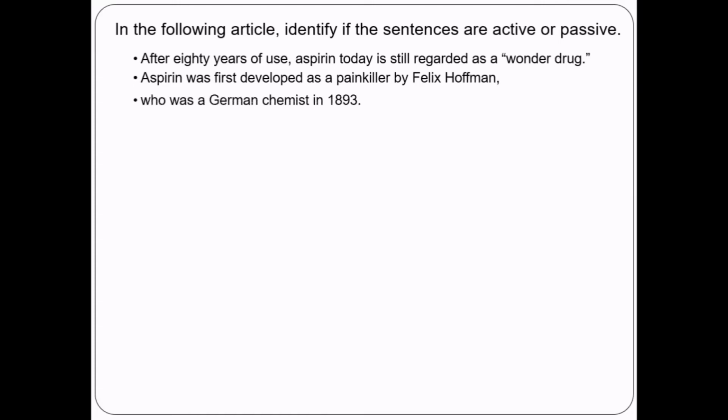Since aspirin is treated as an object in this article, you can see that there's a lot of the passive voice over here. So for example, after 80 years of use, aspirin today is still regarded. So is still regarded is the passive voice. Aspirin was first developed as a painkiller. That's also the passive voice. You can notice the adverbs right in between the passive voice elements. Was first developed and is still regarded.